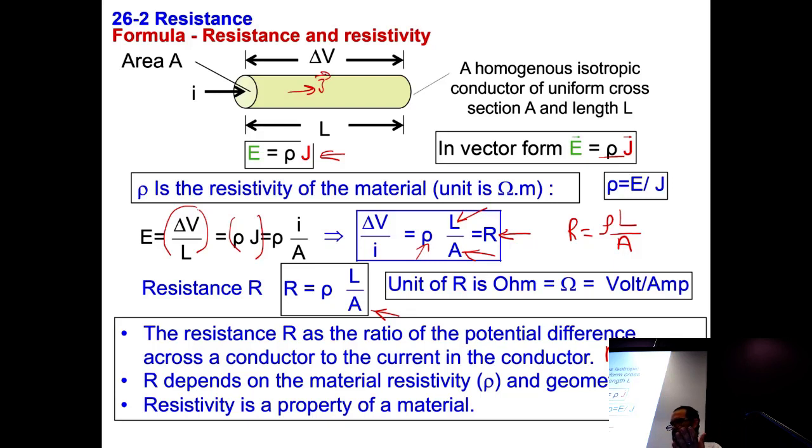How does a multimeter measure the resistance? It passes a current and it measures the voltage. Knowing the current and the voltage, it will give you the value of the resistance. Once you get the value of the resistance, you can determine the resistivity of the material.